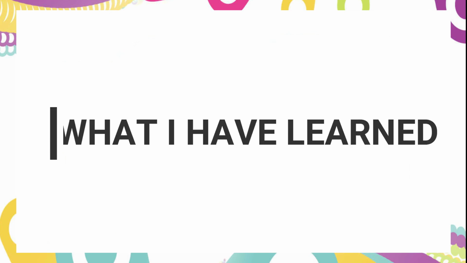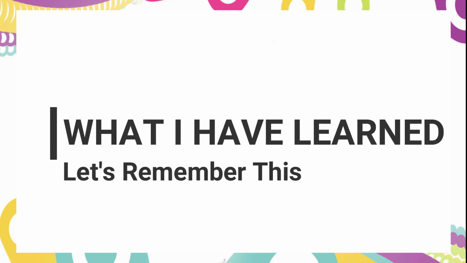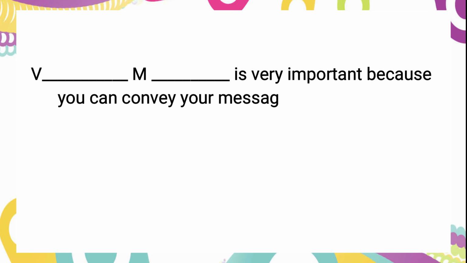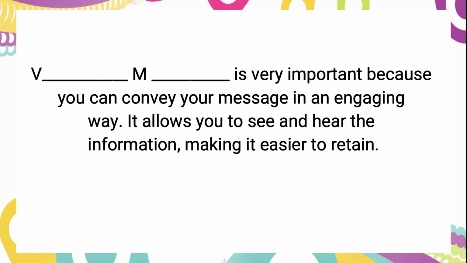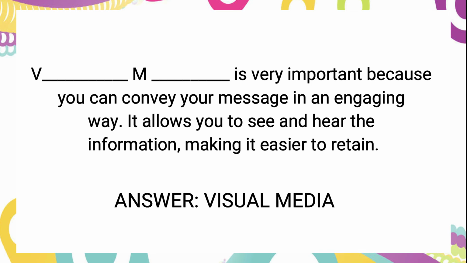Did you get the same answers? Good job! And now, let's proceed to what I have learned. Let's remember this. V blank M blank is very important because you can convey your message in an engaging way. It allows you to see and hear the information, making it easier to retain. What do you think is the word? The correct answer is visual media.